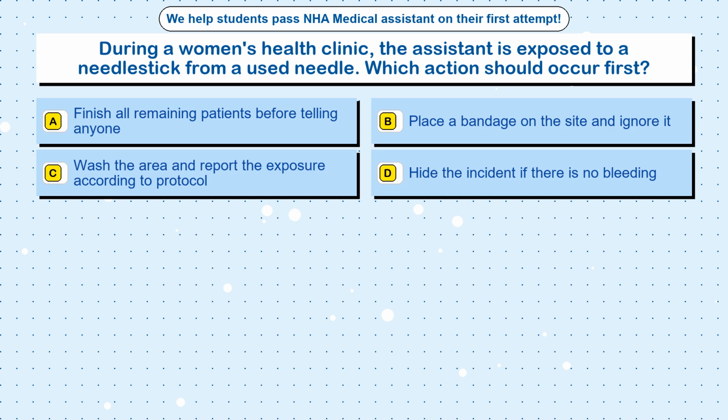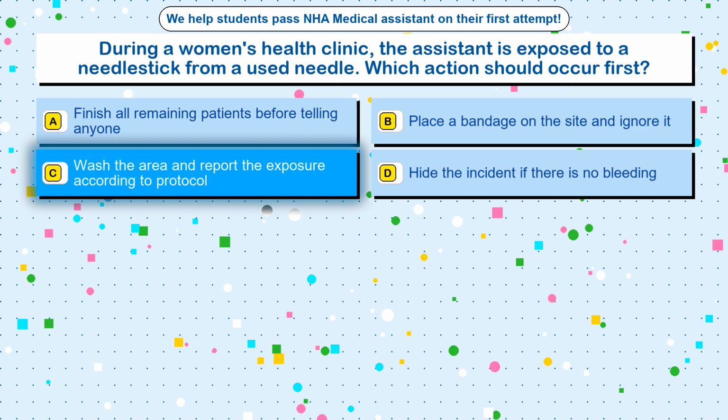Question 45. During a women's health clinic, the assistant is exposed to a needle stick from a used needle. Which action should occur first? Option A. Finish all remaining patients before telling anyone. Option B. Place a bandage on the site and ignore it. Option C. Wash the area and report the exposure according to protocol. Option D. Hide the incident if there is no bleeding. The correct answer is option C.